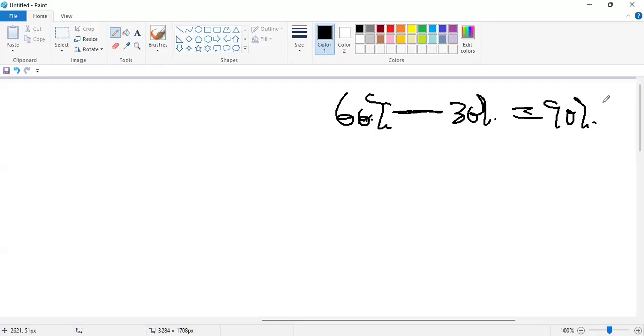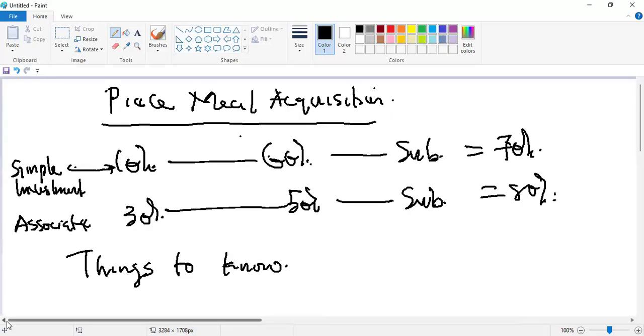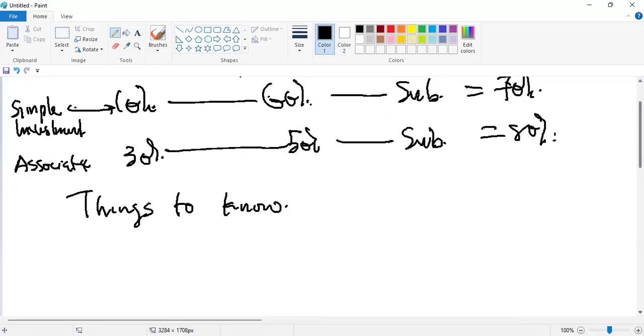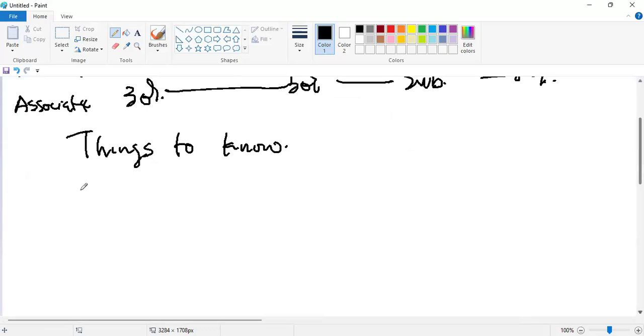If that be the case, what is my own duty in the exam? Things to know. It's only four things you must know in piecemeal acquisition.